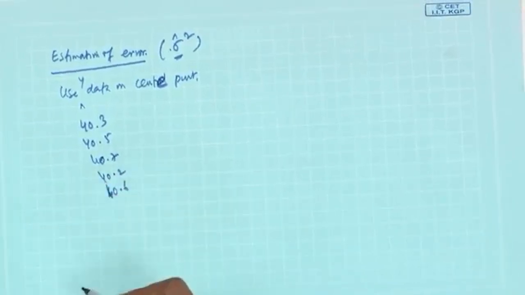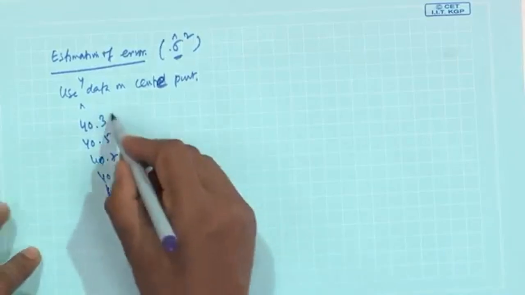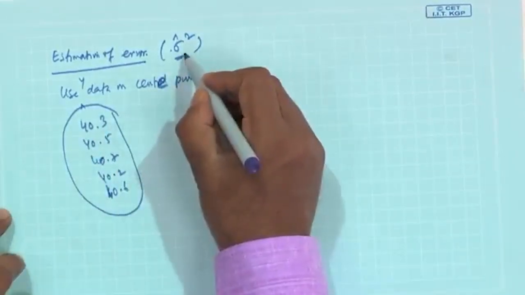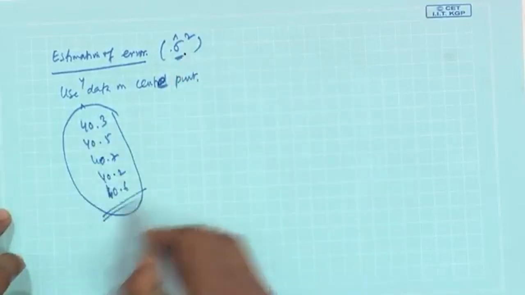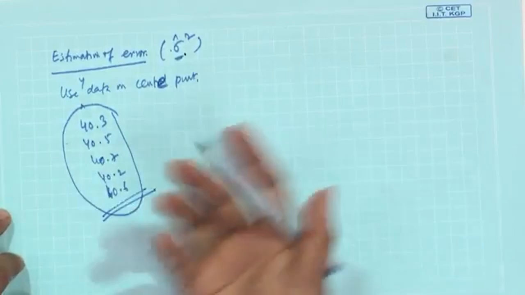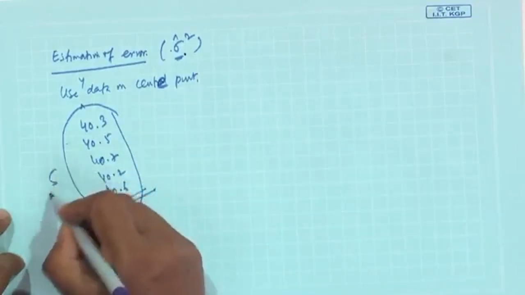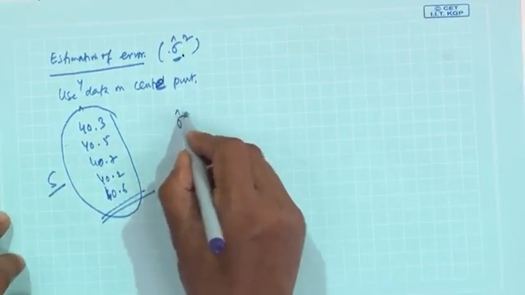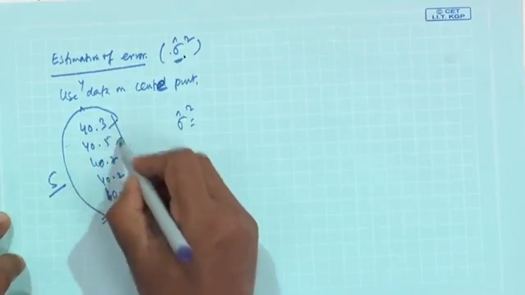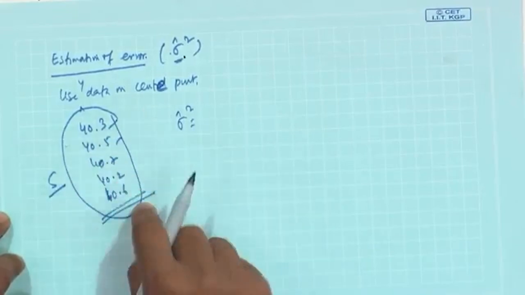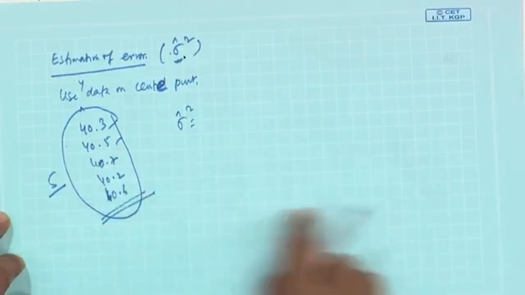40.3, 40.5, 40.7, 40.2, 40.6. Okay. So, using this data, can you not find out the sigma square? Yes, you find out the mean of this data, the deviation from the mean, and then square, divided by how many data points? 5 data points are there, you will find out. The other way, sigma square in general will be the sum of squares of all the data points minus the average, square by 5, divided by 4.